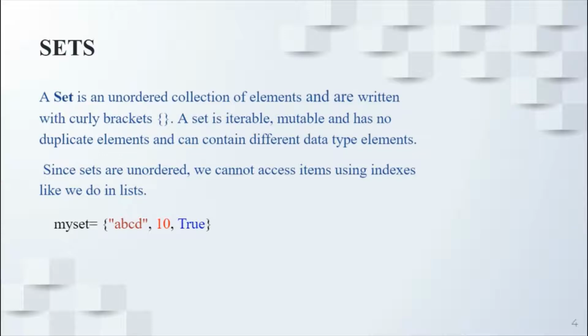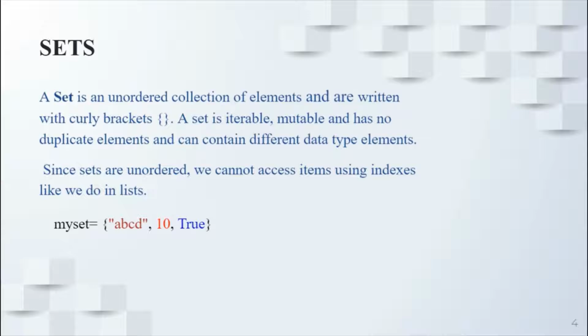So yeah, next slide. Okay, so we have sets now. A set is an unordered collection of elements and is written with curly braces. A set is iterable, mutable, and has no duplicate elements and can contain elements of different data types. Since sets are unordered, we cannot access items using indices like we do in lists. What is unordered? Unordered means that items do not have a definite order. You cannot refer to any item by using an index.